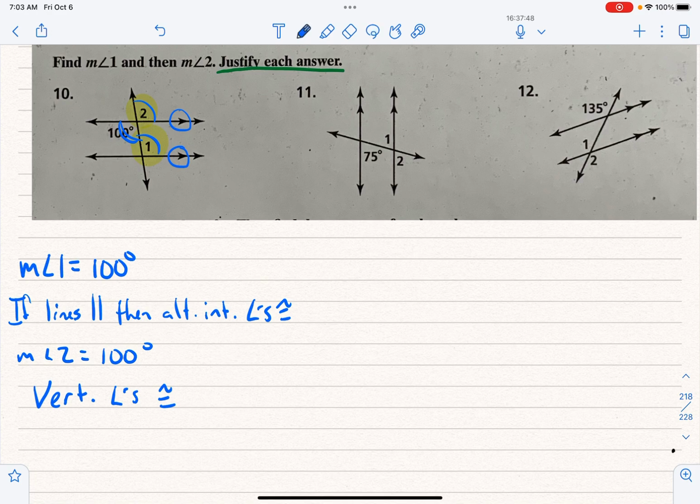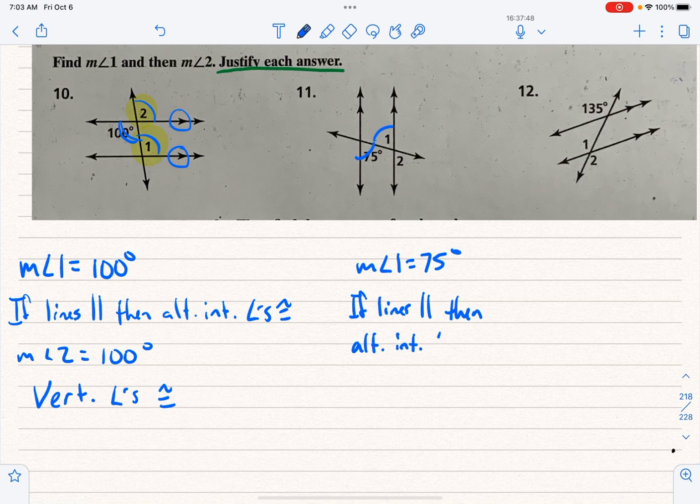Okay, let's look at this next one. Number 11. Again, I've got alternate interior angles here and here. So I could say, well, the measure of angle 1 has got to be 75. And the reason is, if lines are parallel, then alternate interior angles are congruent. Sorry, I'm writing this wrong. Got all jumbled up in my head.